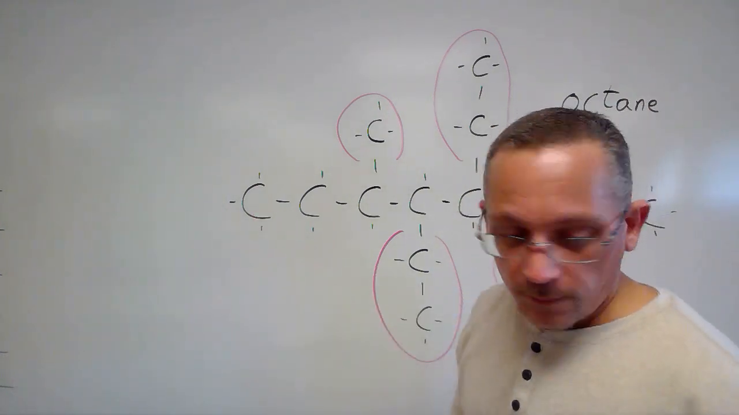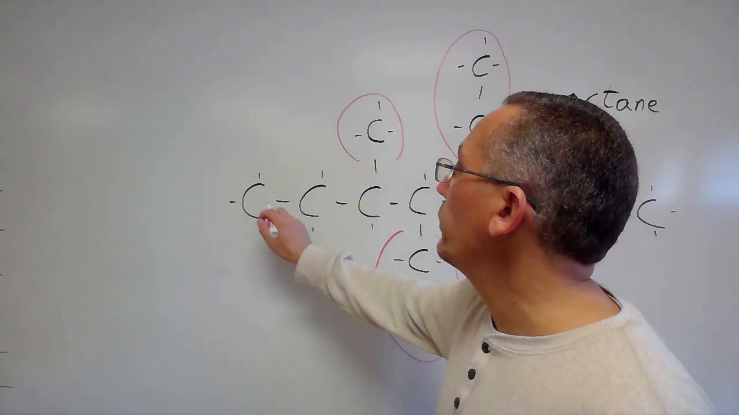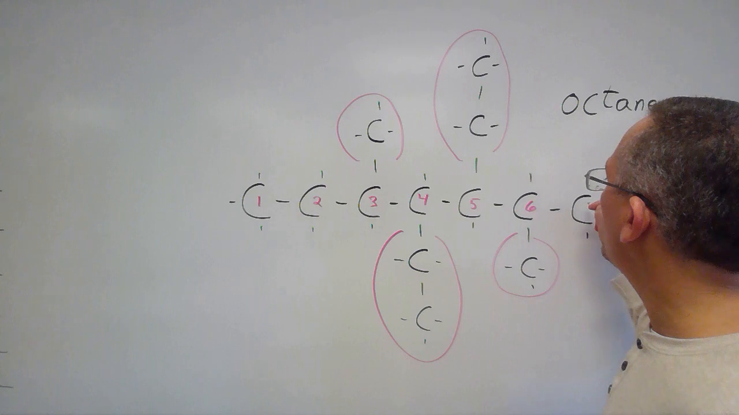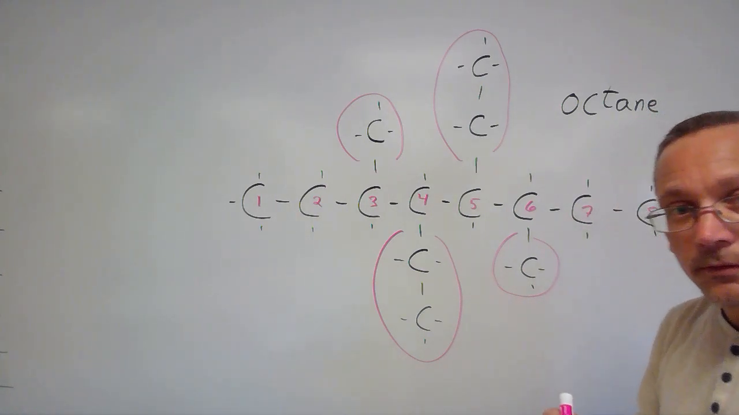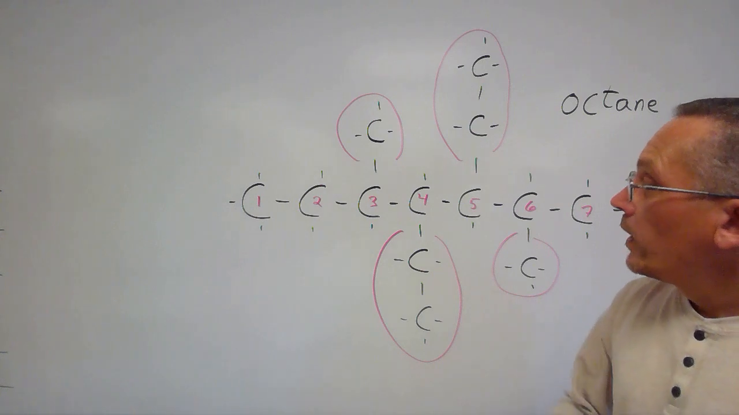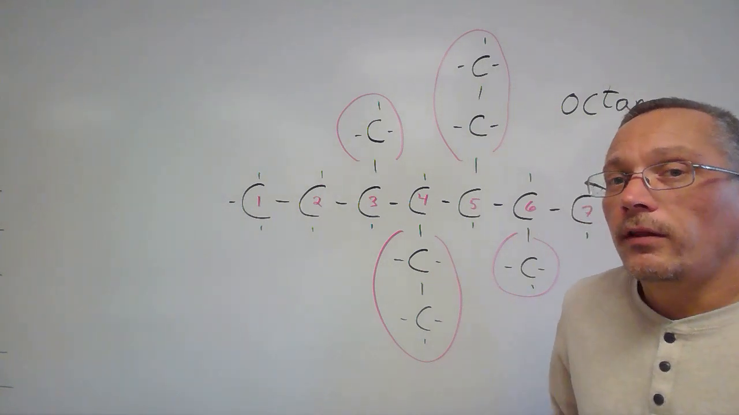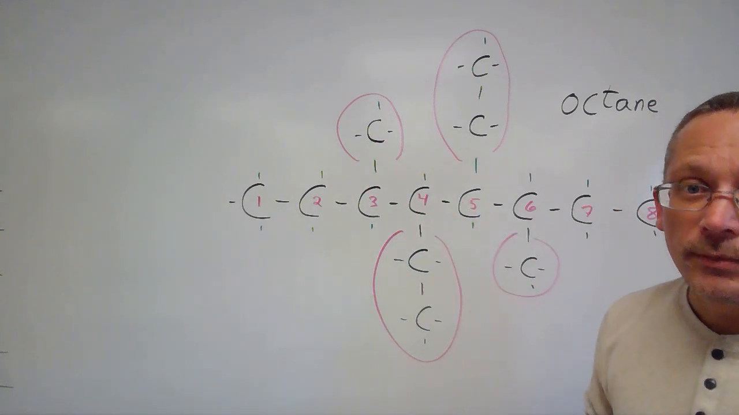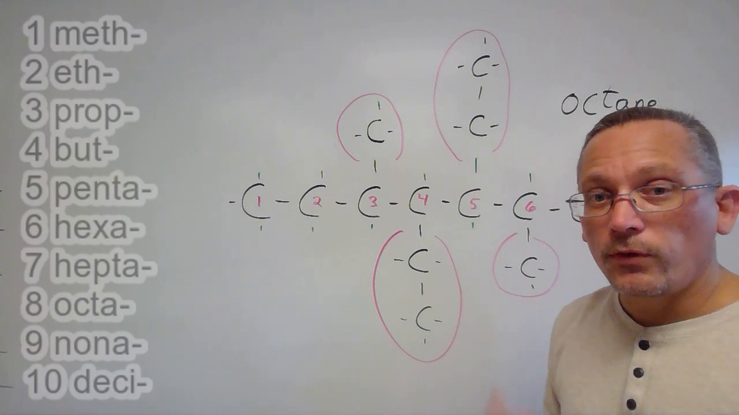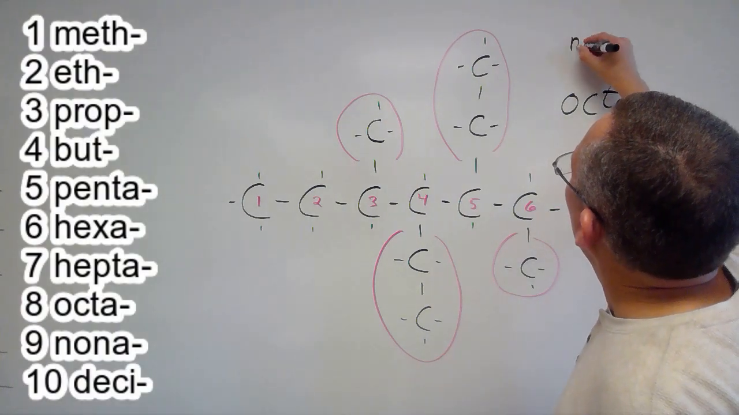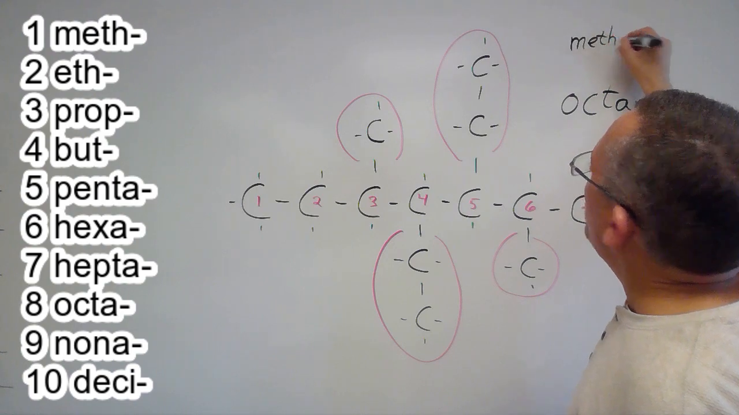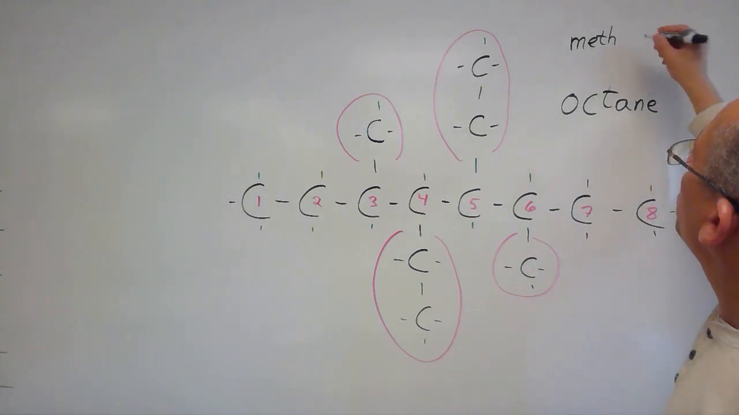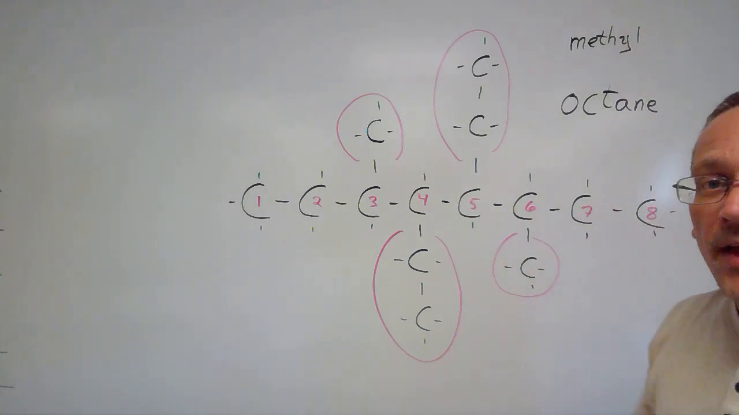Let's go ahead and number it this way, starting over here. 1, 2, 3, 4, 5, 6, 7, 8. Okay. Now we're going to name the branches in order of their length. So let's name the shortest branches first. There are 2 that have 1 carbon in them. Okay. The organic prefix for 1 carbon atom is meth, and we're going to put the suffix for a branch, which is yl. So those are methyl branches.